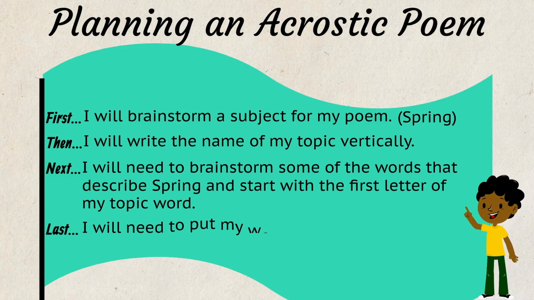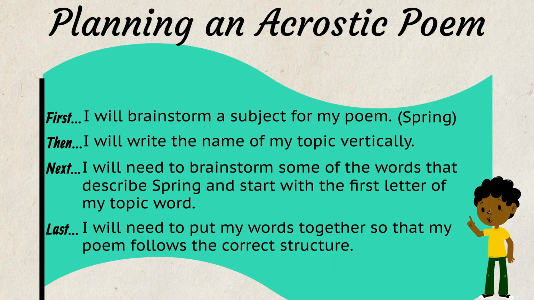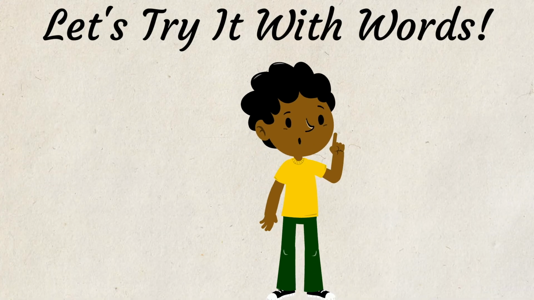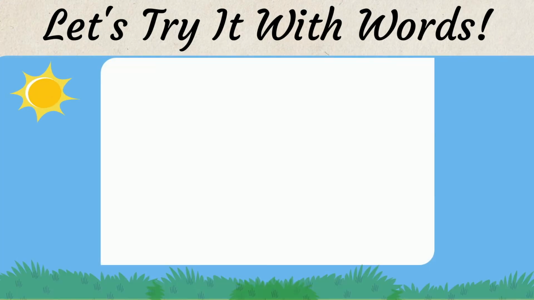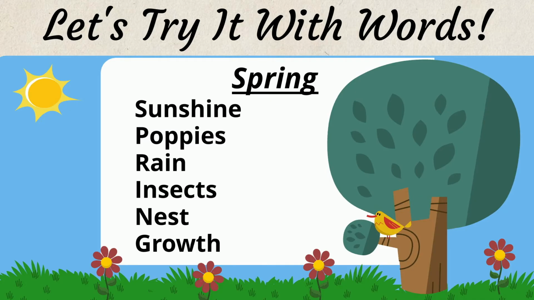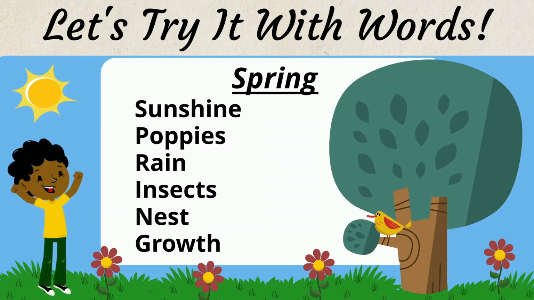Last, I will need to put my words together so that my poem follows the correct structure of an acrostic poem. Let's try it. My topic is spring. Sunshine, poppies, rain, insects, nest, growth. All right, I just wrote an acrostic poem using only words.